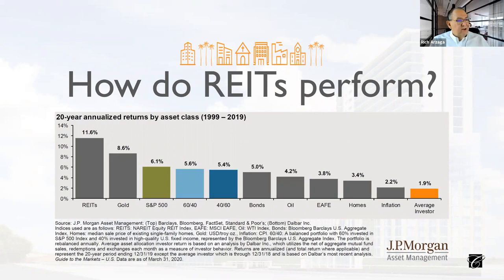So when you take a look at all of the different investments here on this bar chart, you see REITs, you see gold, the S&P 500 exchange. 60-40 means 60% stocks, 40% bonds. And the 40-60 is a flip of that. So you'll see all these asset classes. These are measured over a 20-year period.